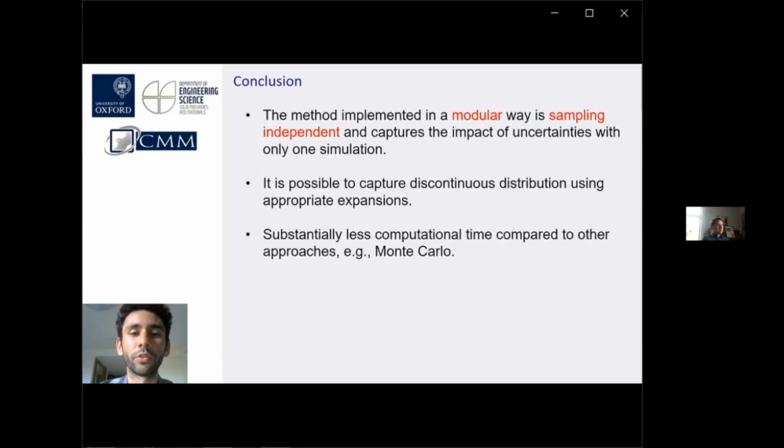In conclusion, the method we implemented in a modular way is sampling independent and captures the impact of uncertainty with only one simulation. It is also possible to capture discontinuous distribution using appropriate expansion. It is also more efficient as a factor of 3 of computational time can be spared compared to traditional approaches such as Monte Carlo. This concludes my presentation, and feel free to ask any questions.